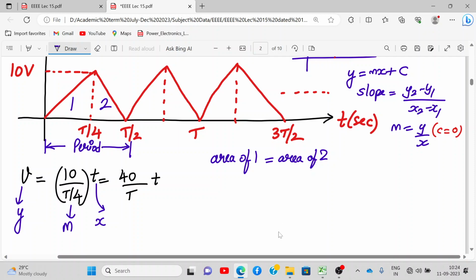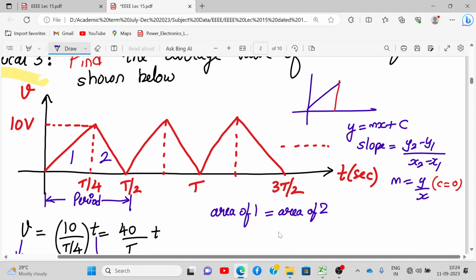See here, the equation of this line will be y is equal to mx, but the y coordinate will be 0 over here, right? So what we have over here is m is y by x, okay? And what is y over here? Height of this is 10. And what is the period? T by 4, till here. I am talking about this cycle only. Period is 0 to T by 4 and height is 10.